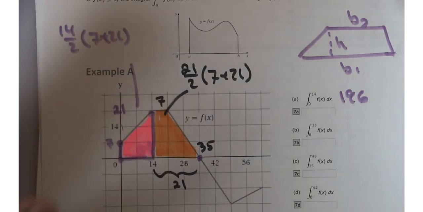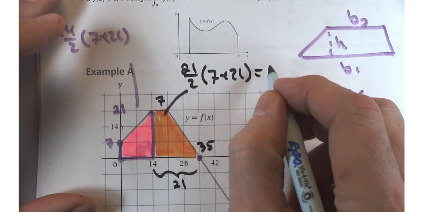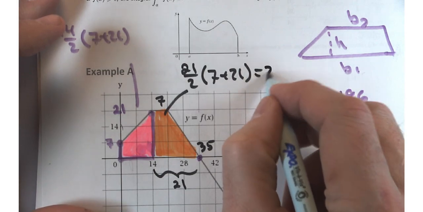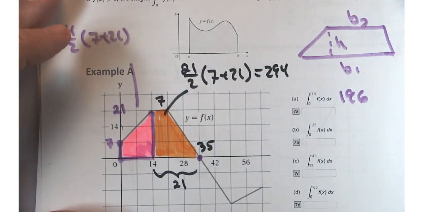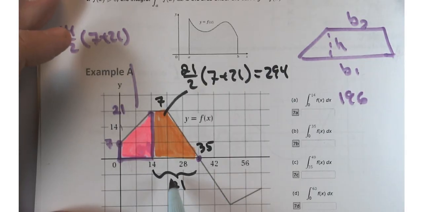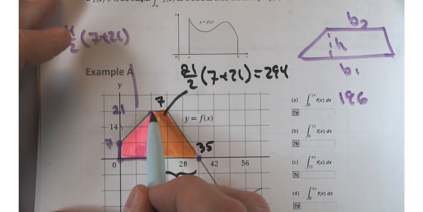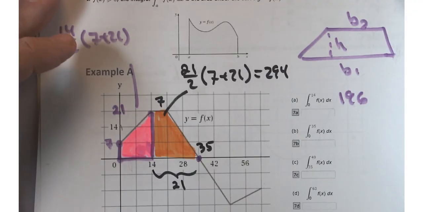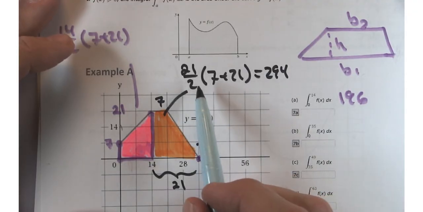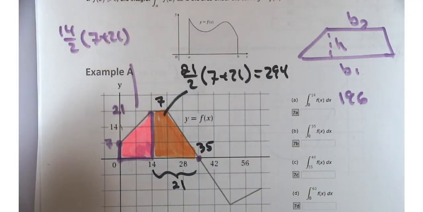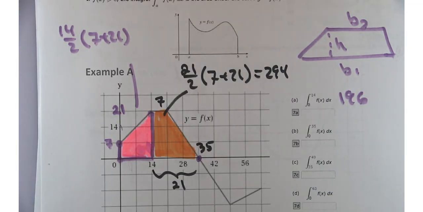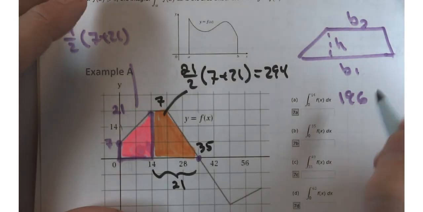So I'm getting 294. Is that what you guys are getting? Yeah. Thank you. So the base here is 21, the height is 21, and the other base is 7. So 28 divided by 2 is 14 times 21. Is that right? Is that 294? Okay. All right. Thank you.